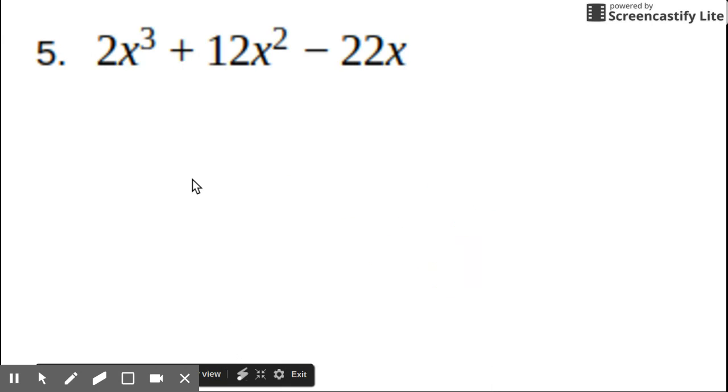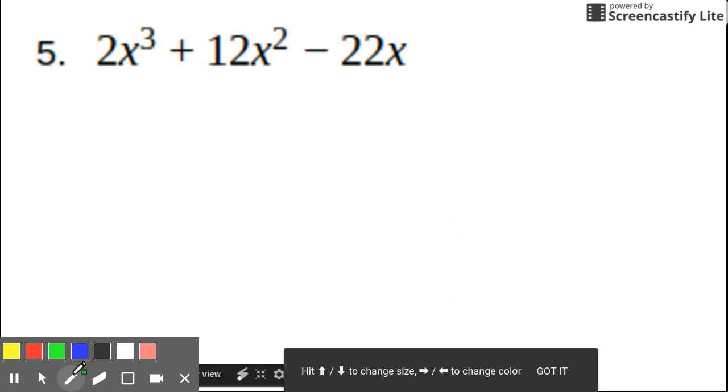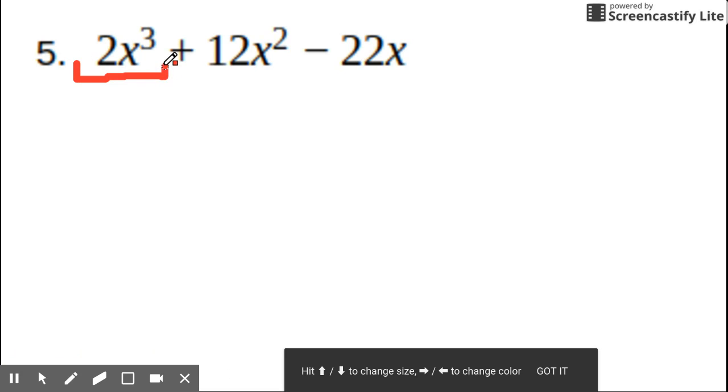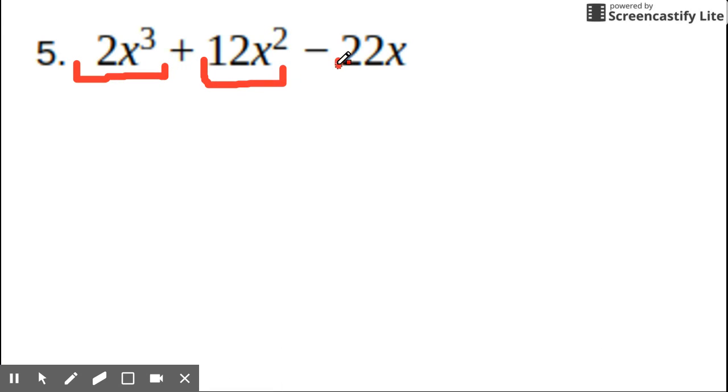Problem number 5. Again, you have 3 pieces here. Okay, you have 2x cubed, 12x squared, and 22x. So now you have 3 pieces to worry about. Look at the numbers, 2, 12, and 22. What's the biggest number that all 3 of them have in common?